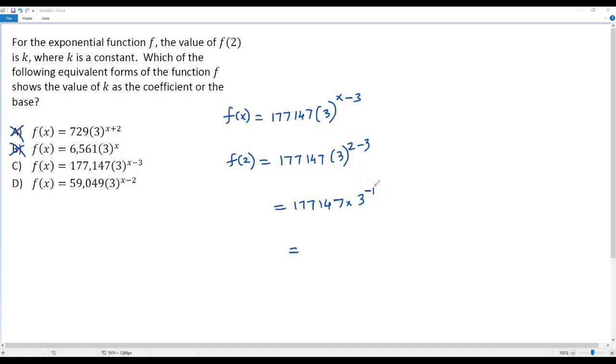Okay, here since we have a negative exponent, it can be moved to the denominator to make this exponent positive. Then we get 177,147 over 3 to the first power. 3 to the first power is just 3. So when we simplify the value of this one, we get 59,049. Okay, this is the value we get for k in the function f of x in answer choice C. And the value of k over here is not displayed as a coefficient or the base over here. So we can reject answer choice C as well.